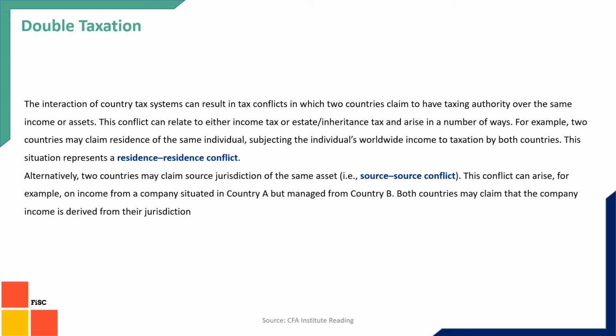The second one is source conflict, where a single asset is considered to be sourced from two different countries. So two different countries are saying that this asset belongs to their country and therefore they are charging taxes on that particular source. This is called source conflict.